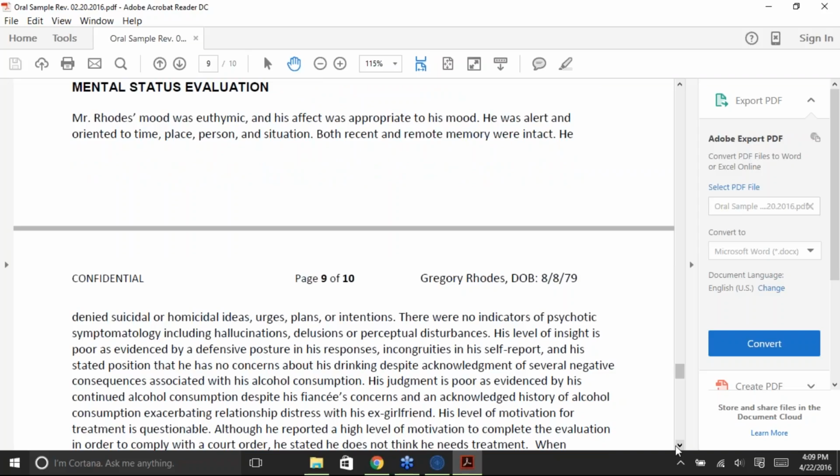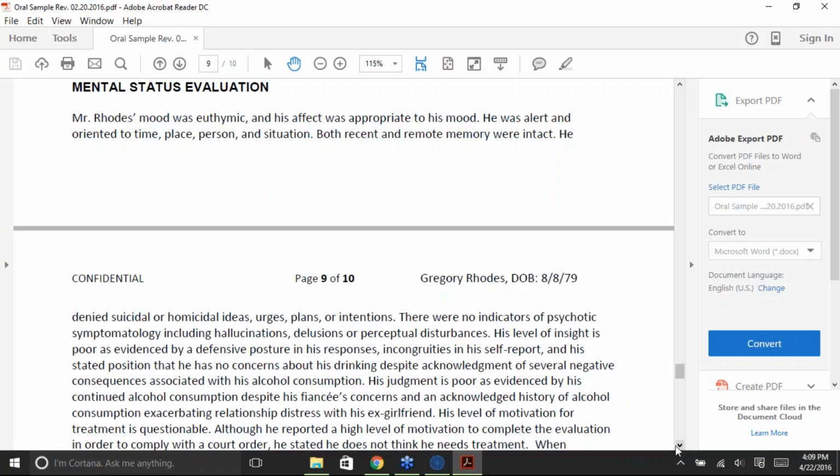Mr. Rhodes' mood was euthymic, and his affect was appropriate to his mood. He was alert and oriented to time, place, person, situation. Both recent and remote memory were intact. He denied suicidal or homicidal urges, plans, or intentions. No indicators of psychotic symptomatology, including hallucinations, delusions, or perceptual disturbances.